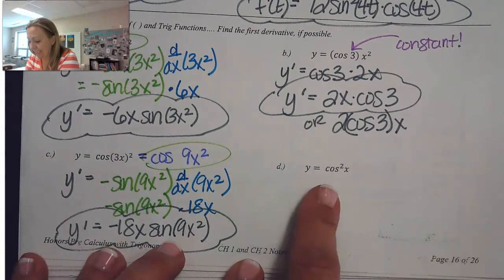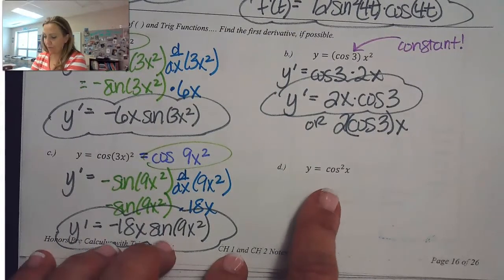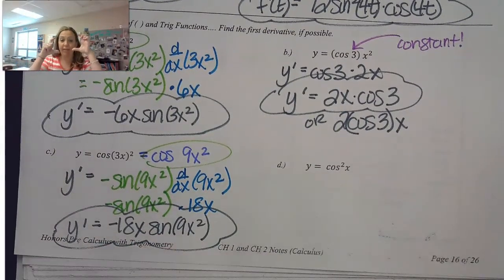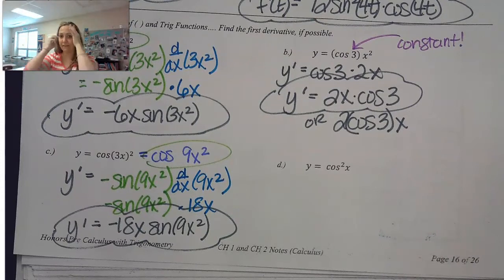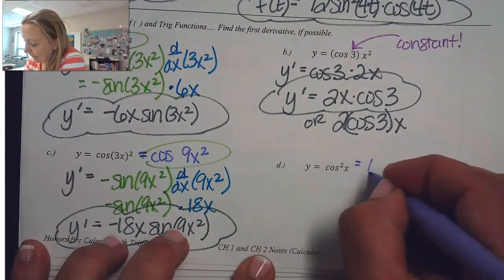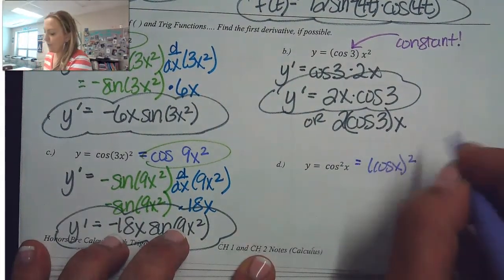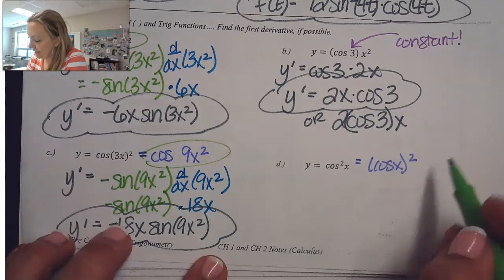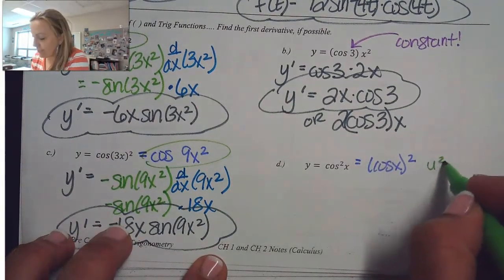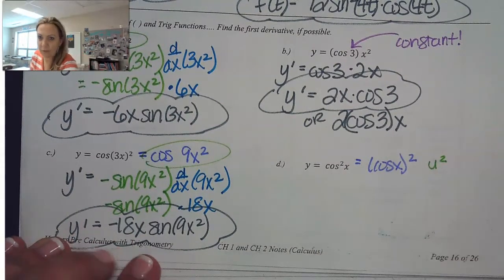Now in letter D, this squared is saying that it's cosine of x that's being squared. So my outside function is like u squared, and the inside function is cosine of x. So again, maybe you want to think about this. If it helps you to write it like this, that's fine. That's really like the cosine of x squared, which means that this idea of u squared is going to be the outside function.